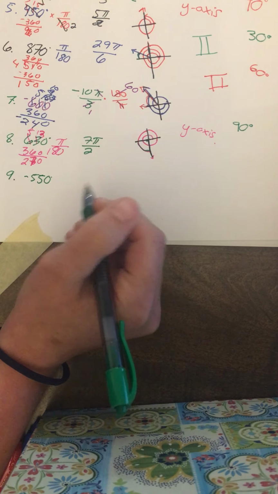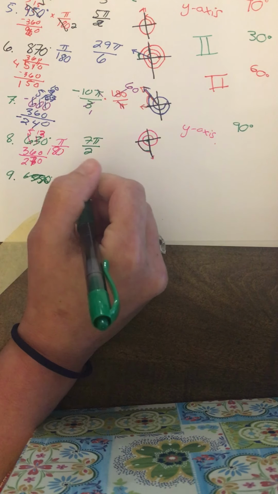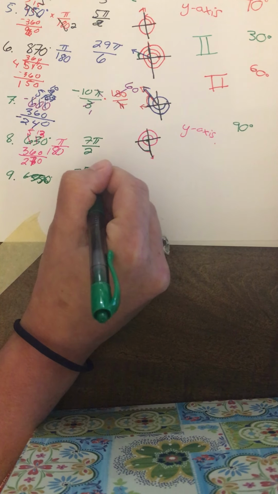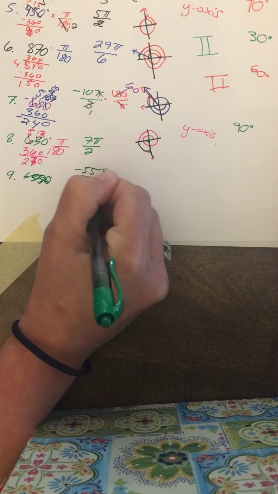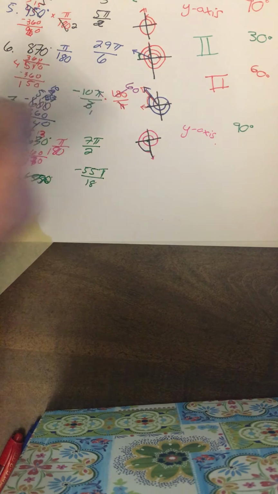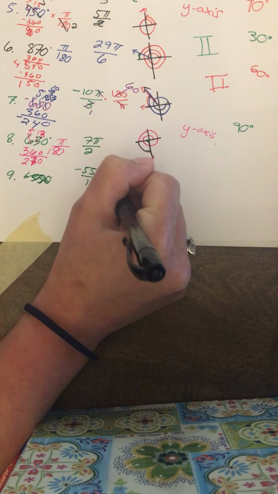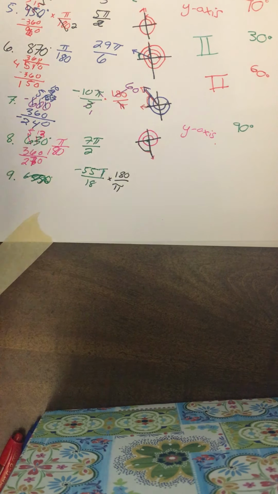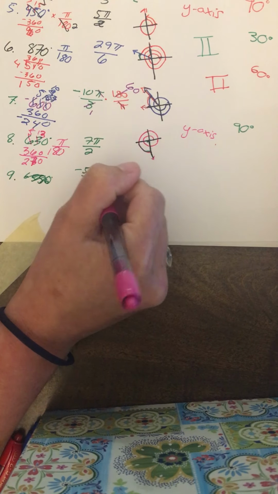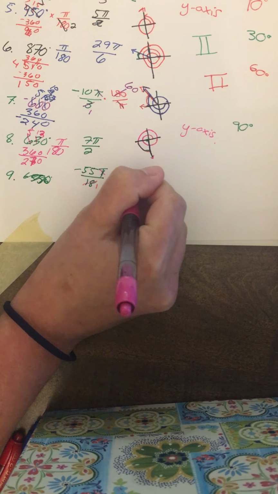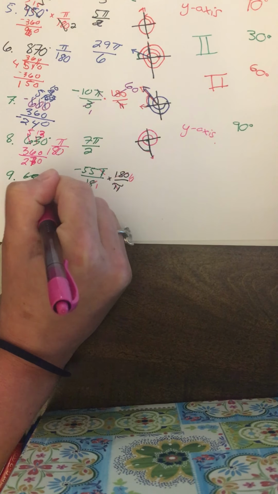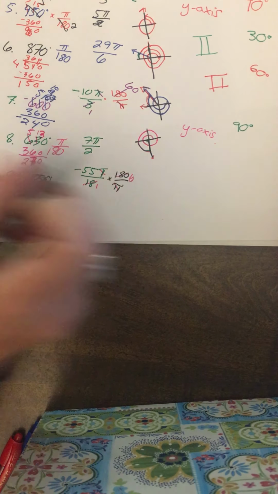Okay, number 9, let's do negative 550. Or actually, I'll give it to you in radians. It would be negative 55 pi over 18. And then if we multiply that times 180 over pi, then our pi's cancel. We can simplify here by dividing by 18, and that gives us negative 550 degrees.